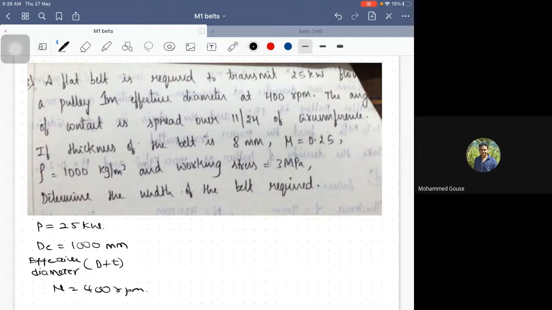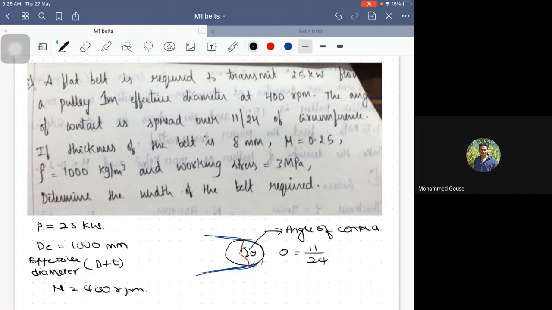The angle of contact is spread over 11 by 24 of the circumference. So simple. You take a pulley, and upon this the belt will be placed, isn't it? So belt will be placed like this. Whatever the angle of contact is, this is your angle of contact. And what he says is, this angle of contact is spread over 11 by 24 of the circumference.